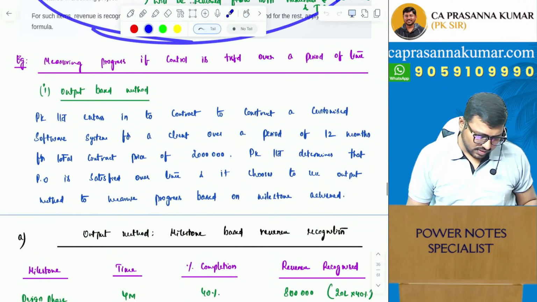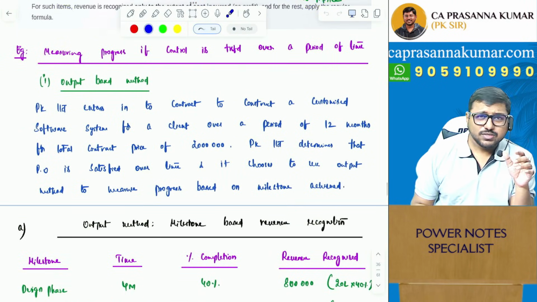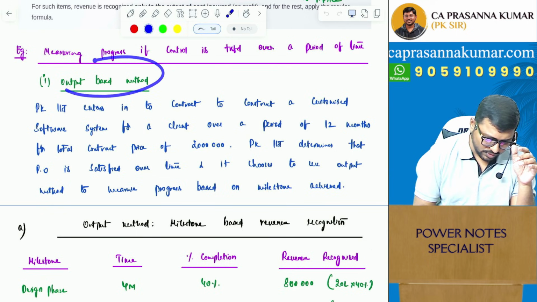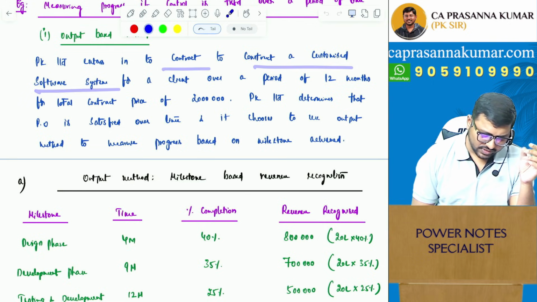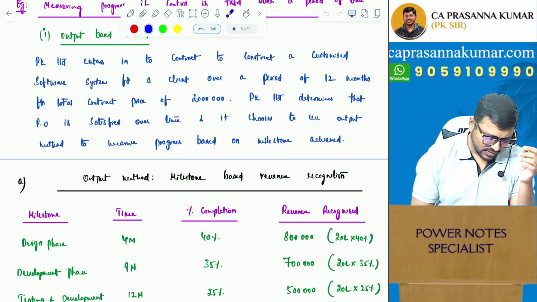Yeah. Now, let's look at examples from your problem solving perspective. Output based method. PK Limited enters into a contract to construct a customized software system for a client over a period of 12 months, for a total contract price of 20 lakhs.